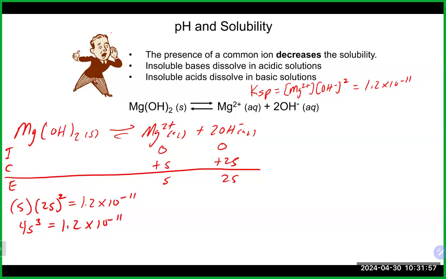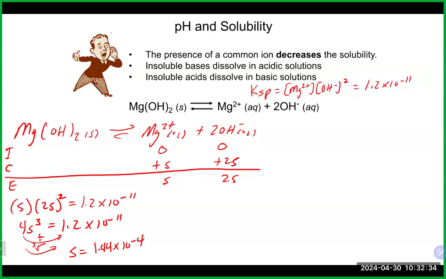I'm going to divide by the 4 and take the cube root of it. So we're going to divide by the 4. And then we're going to take the cube root of it. So we'll take 1.2 to the minus 11 divided by 4, and a little cube root action happening there. And if we do that, we will get an S value here of like 1.44 times 10 to the minus 4. Now, that is the molar solubility of this compound.